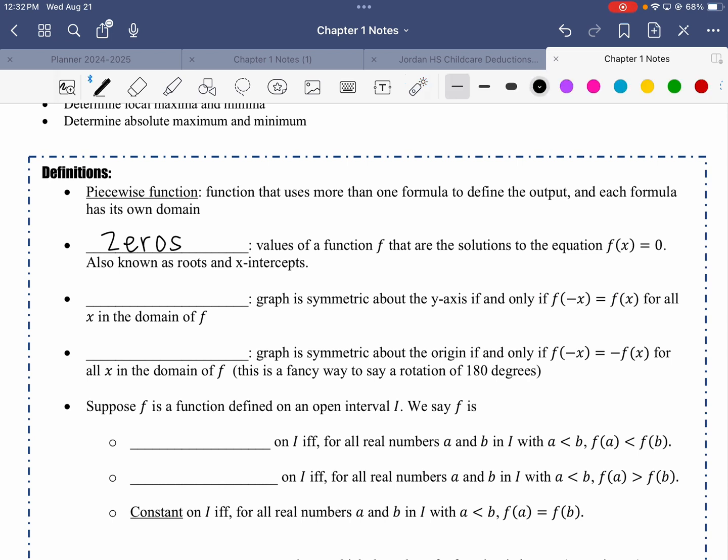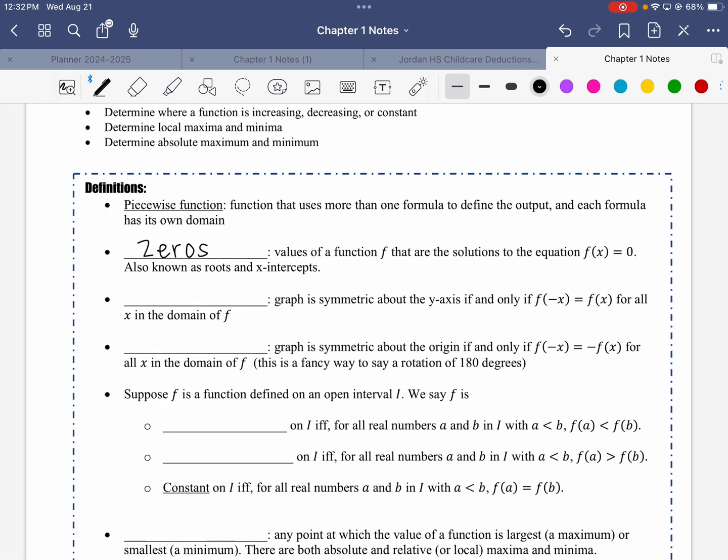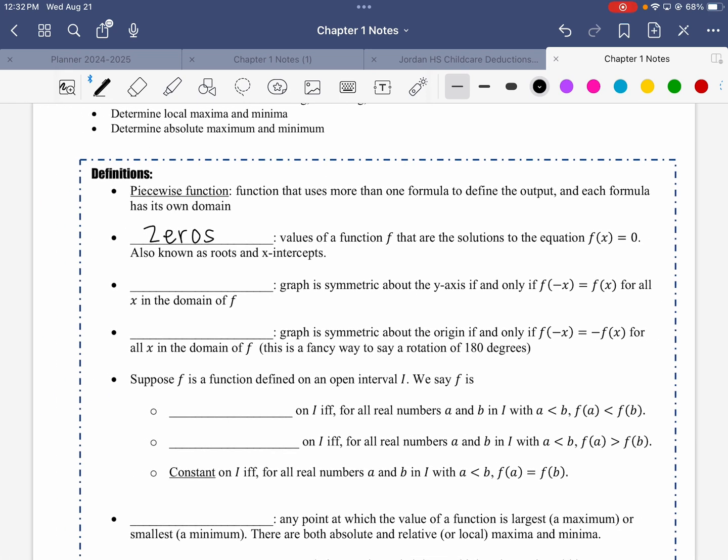Okay, so let's read the definition. The graph is supposed to be symmetric about the y-axis. So think about what kind of graph would be symmetric about the y-axis. A parabola would be a great example. What's the degree of a parabola? 2. Is 2 even or odd? Even. So which one do you think this one is? Ta-da! Yes, degree is just the highest exponent.